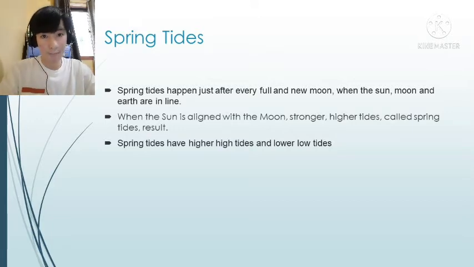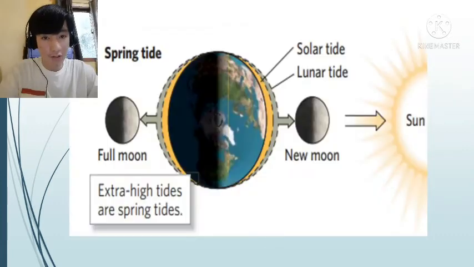So spring tides happen when the sun, the moon, and the earth align. When the moon is exerting its external force and the sun is right behind it or aligned with it, the sun also exerts its gravitational pull, causing higher high tides and lower low tides. So an extra high tide is what we call a spring tide.